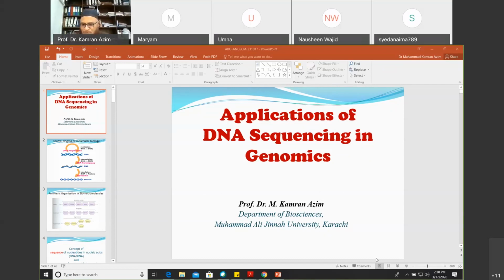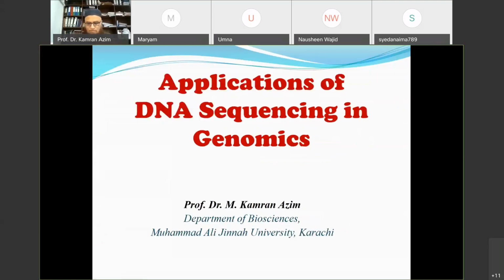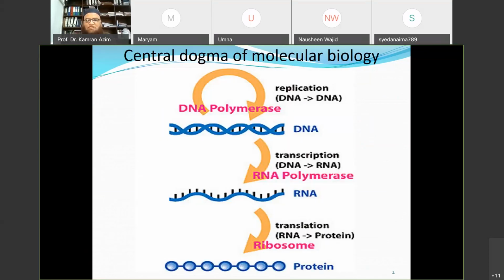So starting from the slide, starting from the central dogma of molecular biology. The central dogma of molecular biology, as we know, describes that DNA provides information for RNA synthesis, and RNA provides information for protein synthesis, and proteins then perform different functions.